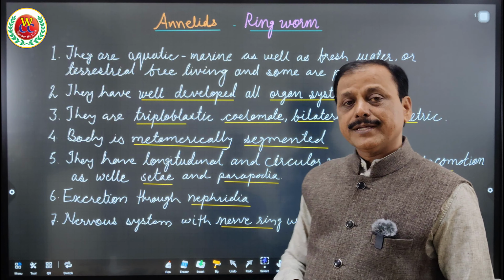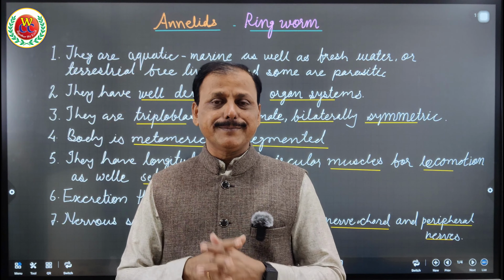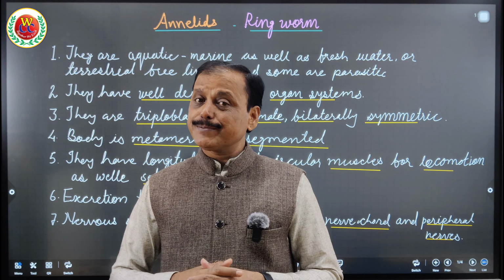Next point, special characteristic. As I told you, after symmetry we have to take special characteristic. Open body plan has now become old because from here onward all have mouth and anus, therefore the tube body plan becomes general now. Now the next special character is they have metameric segmentation. What is metameric segmentation? It is a special point. The body is metamerically segmented.